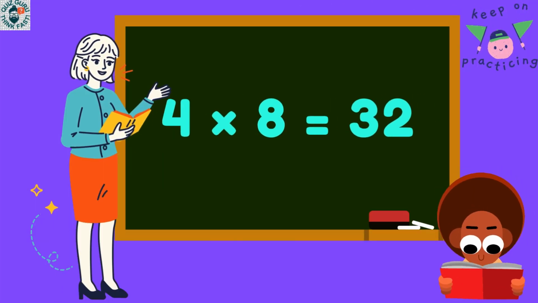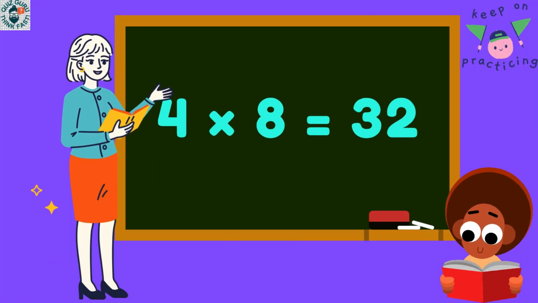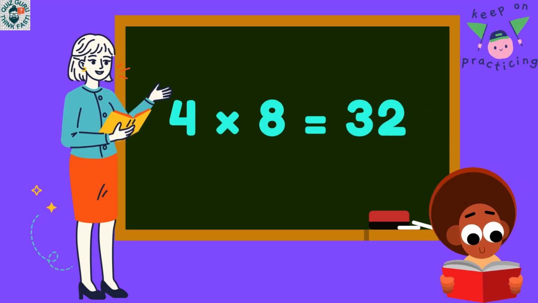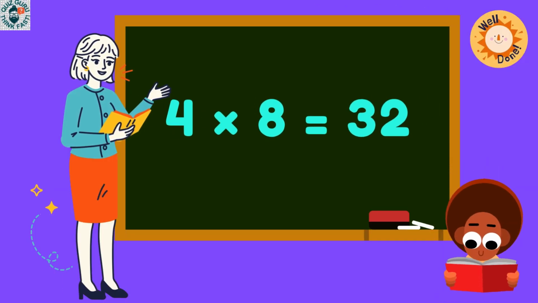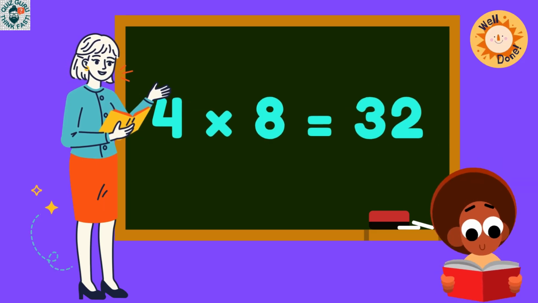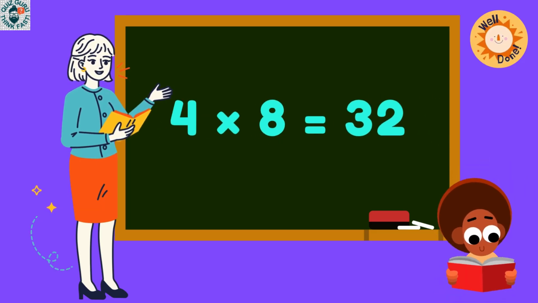4 times 8 is 32. 4 times 8 is 32. 4 times 8 is 32.